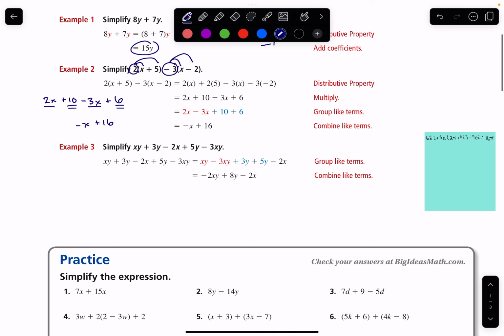Okay, simplify this last one. When there's a lot of different terms going on, I usually try to underline things in a way that put them together. The first thing I see is an xy.